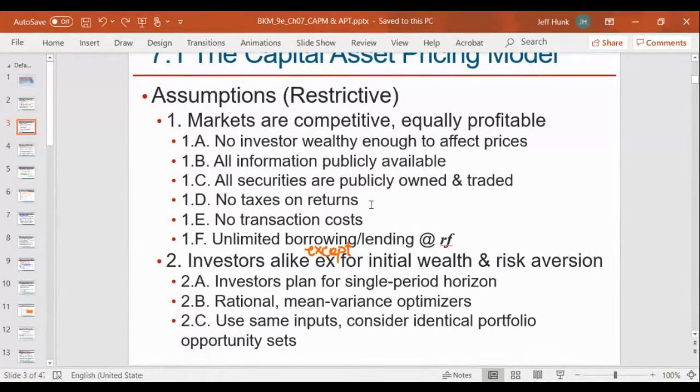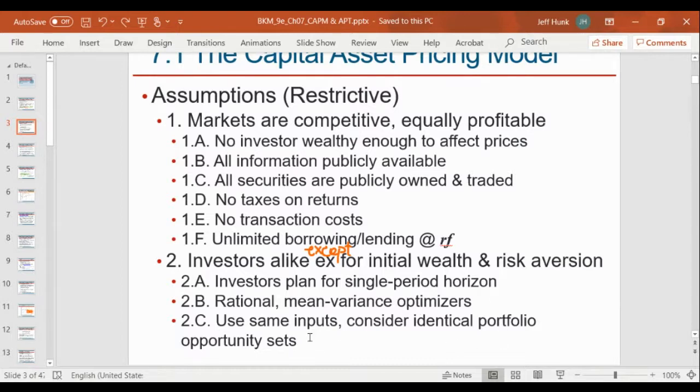This assumption assumes an ideal universe where there is no private information, no friction to trading, market transactions, right? And you can borrow and lend without any limit. You can borrow at the risk-free rate, right? So these are very restrictive assumptions. It's not realistic.